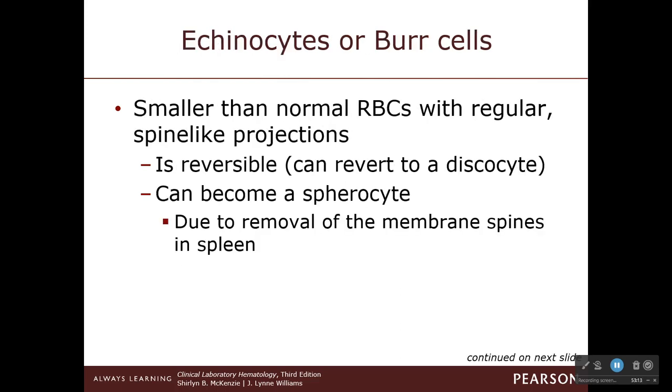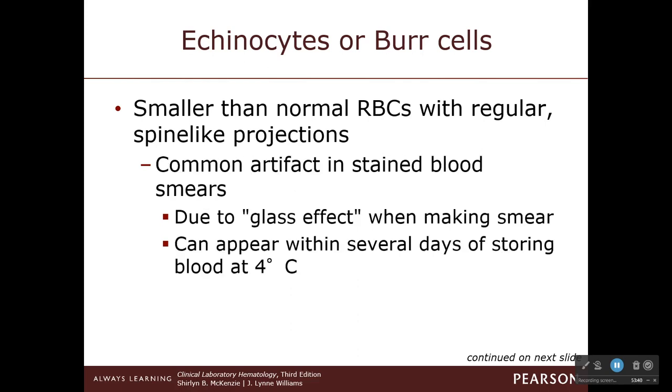Okay. Echinocytes, also known as burr cells. These are usually reversible. They can revert back to the normal discocyte. Can become spherocytes though, depending on what's going on. Usually removed. Echino is the same as like starfish, sponges, urchins, those kind of things. So they're going to have those little spikes on them. That's what echino means, burr cells.